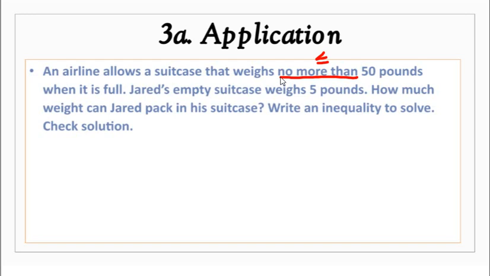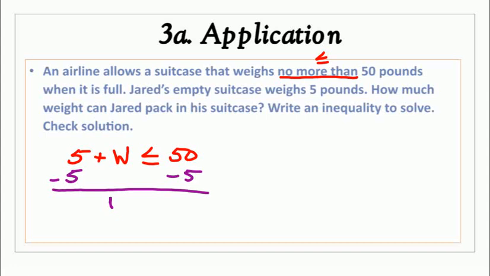So right now, his empty suitcase weighs 5 pounds. But to that, he's going to add some weight to it. So I'm going to put W, so 5 plus the weight he puts into it can be no more than, so less than or equal to 50 pounds. So to solve this, we need to solve for W. The opposite of adding 5 is subtracting 5. If I subtract 5, the weight has to be less than or equal to 45 pounds.